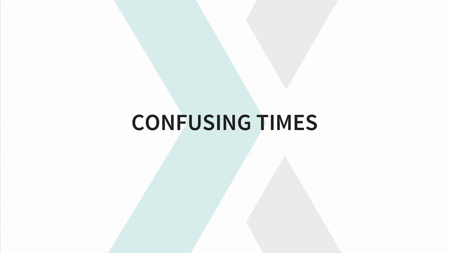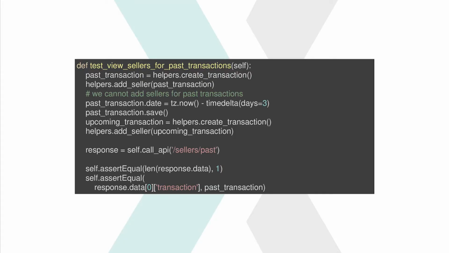Another thing is date-time manipulation. Sometimes in your tests, you need some object that is in the past or in the future. But sometimes it is not as easy as it might be. For example, here we want to check that the list of sellers for past transactions is correct. The problem is you cannot assign a seller to a past transaction, because once the transaction is in the past, it becomes frozen. You cannot modify it anymore.